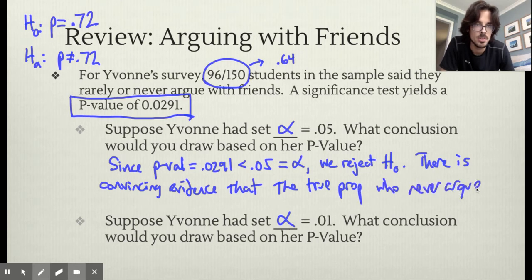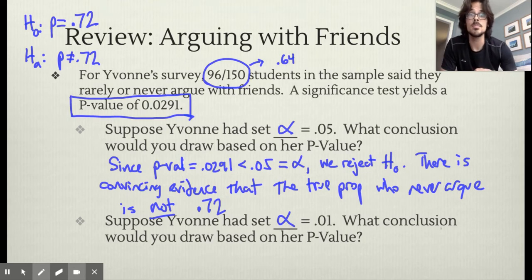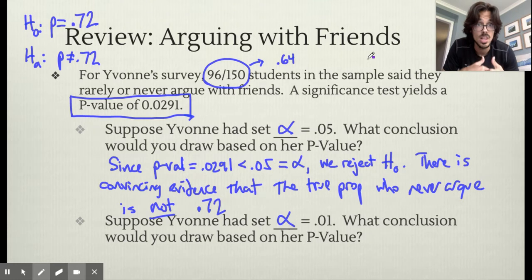who never or seldom argue, is not a 0.72. In other words, I shorthanded my little context right here, but basically, there's convincing evidence that her school is not the same as what this poll said it would be. So at a 5% level of convincing evidence, we are convinced.